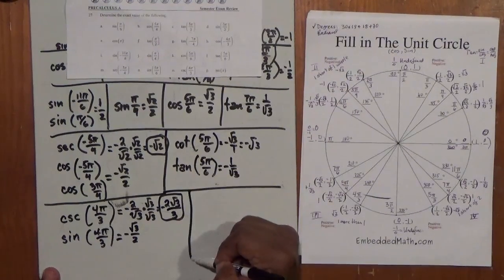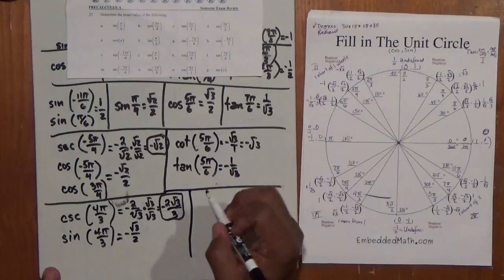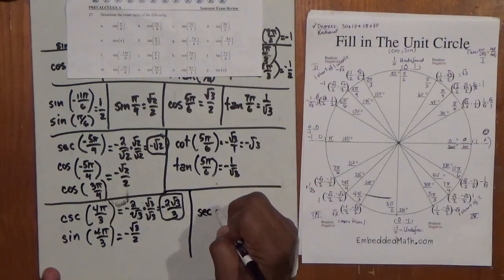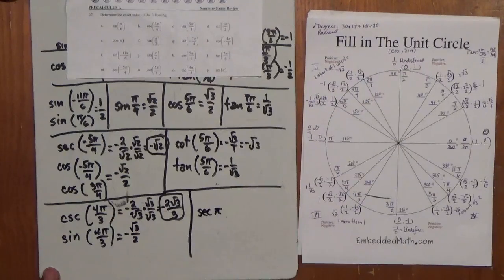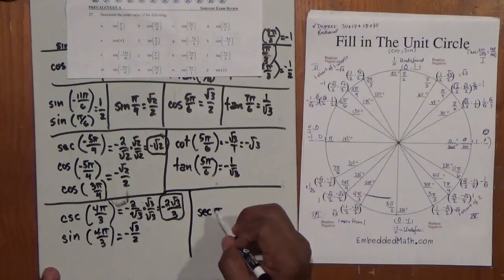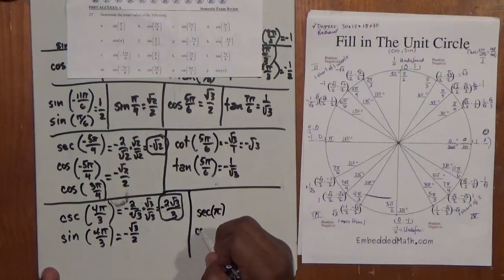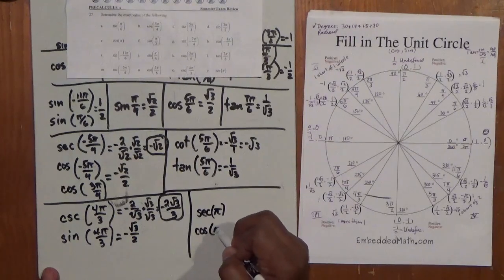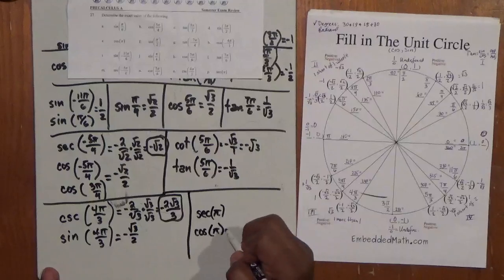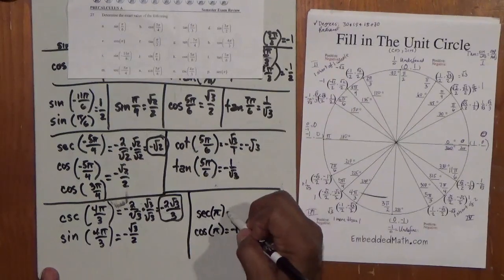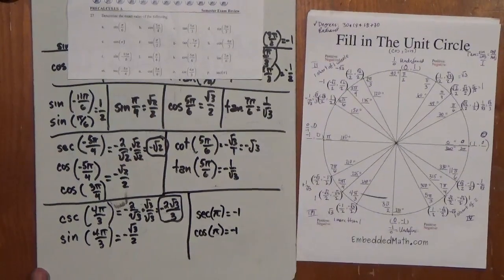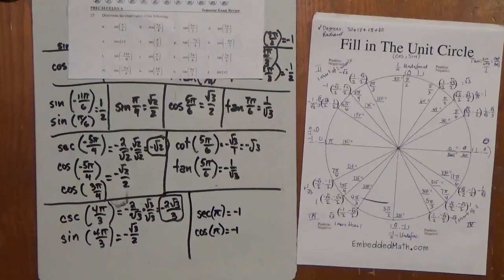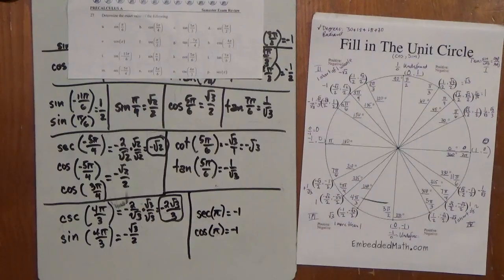And then the last but not least, secant pi. Once again, I'm not trying to find secant pi; I'm trying to find cosine pi, and cosine pi is equal to -1. If I flip -1, I get -1. So those are your answers for all those problems. If you're looking for problem number 29, it was done in the previous section, so you can take a look there.